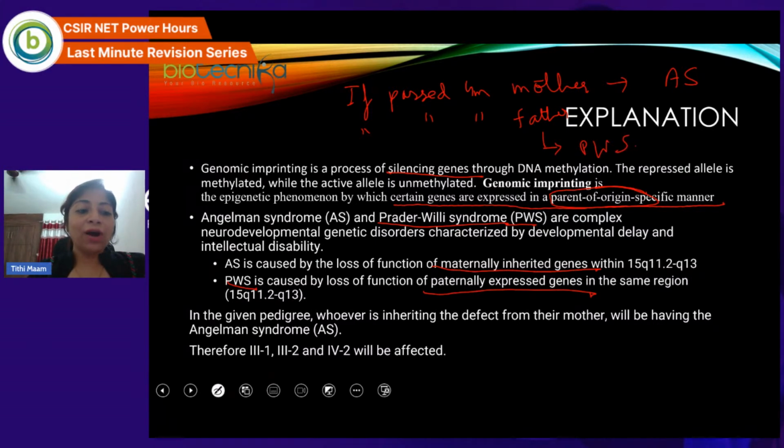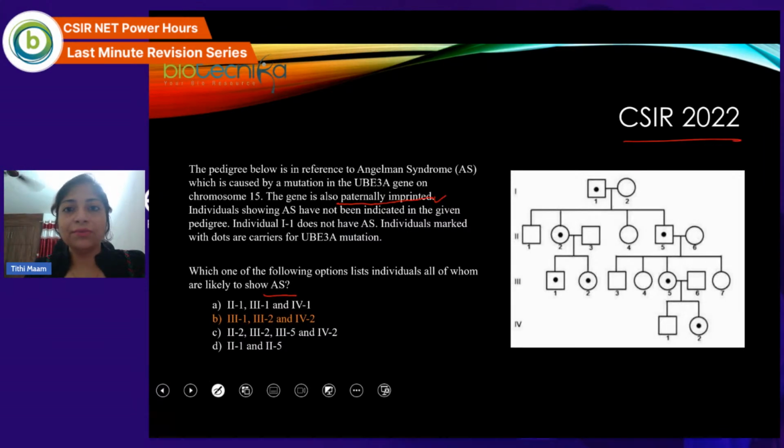Now, once you remember this concept about Angelman syndrome and Prader-Willi syndrome, you have solved the question. So what you have to check in this chart now? Who are the ones getting the deletion from their mother? So 3-1 and 3-2, they are receiving from their mother. What about 3-5? 3-5 is receiving from the father.